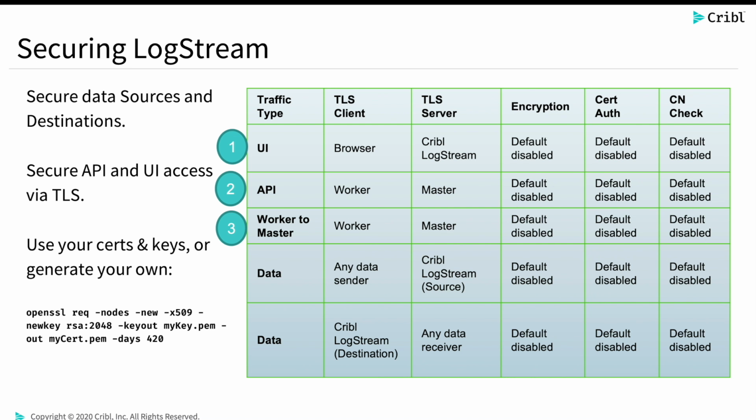This table shows many of the options that are available when securing LogStream. The master UI, the APIs, the worker to master communication, all of these by default are not secure, as well as the data coming into LogStream and the data going out of LogStream all can be secured. However, in this video, we are just going to focus on the top three. And in a future video, I will focus on securing the data coming in and going out of LogStream.